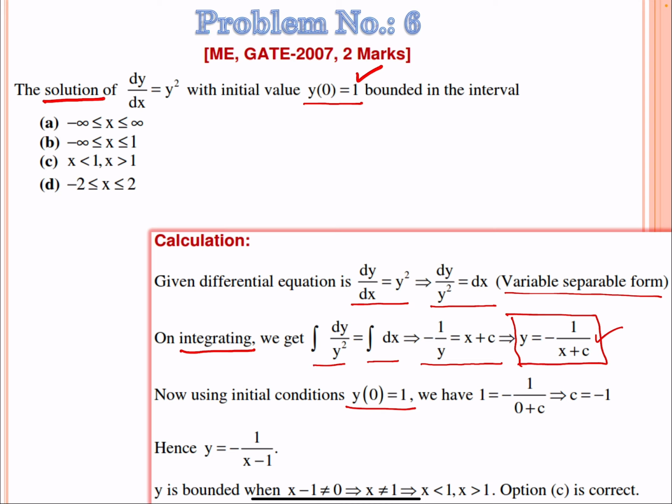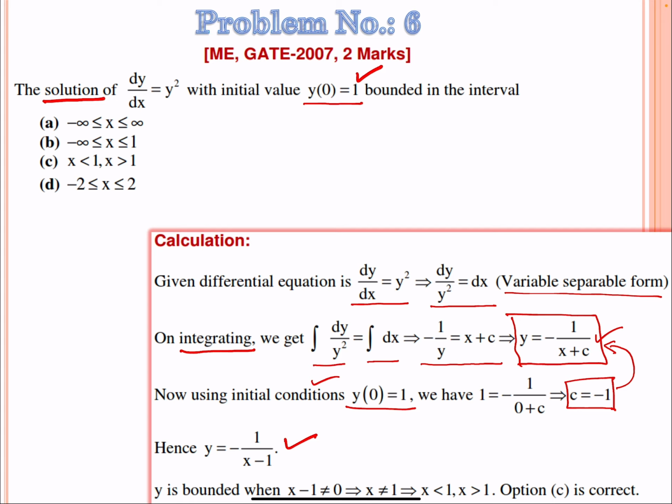y(0) is equal to 1. So when we use this initial condition, clear, we obtain c is equal to minus 1. Clear? Substitute the value of c here. We obtain y is equal to minus 1 over x minus 1.